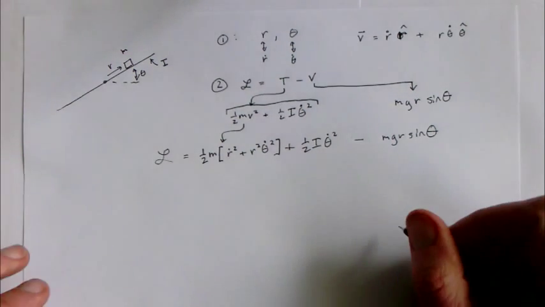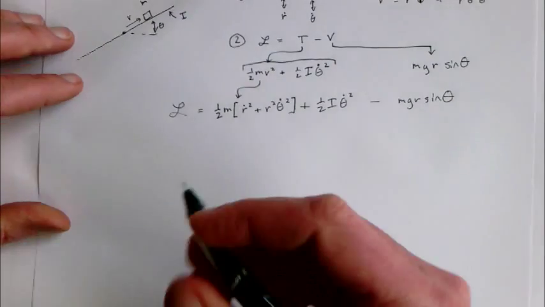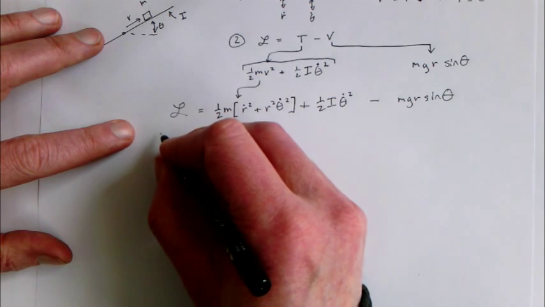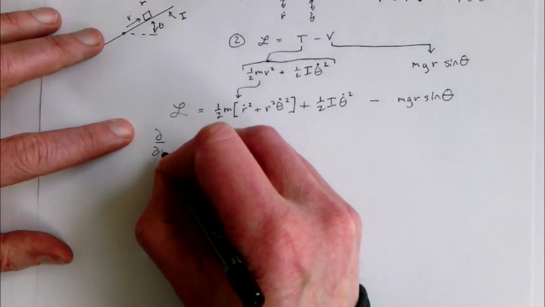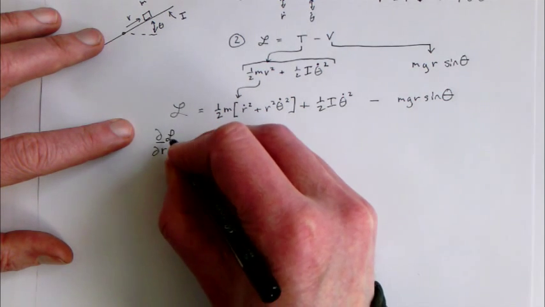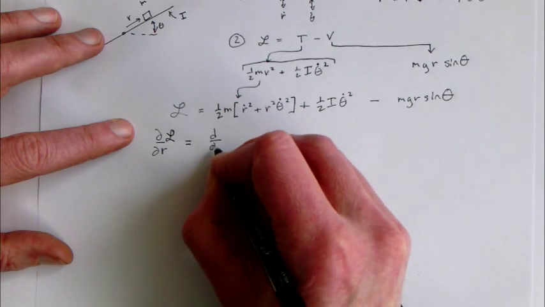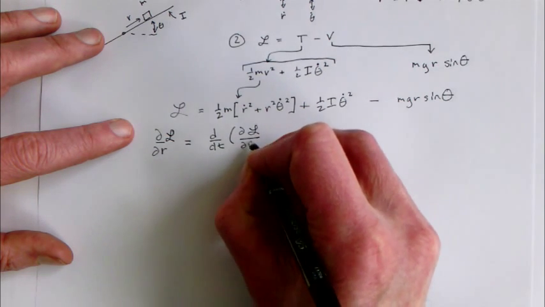Now, in order to find the equations of motion, I need to start taking some derivatives and actually do the math. And I'll warn you, this is where you make mistakes with the Lagrangian approach: it's easy to be careless in doing the math. One of my equations of motion says that the partial derivative of the Lagrangian with respect to r has to be equal to the time derivative of the partial derivative of the Lagrangian with respect to r dot.